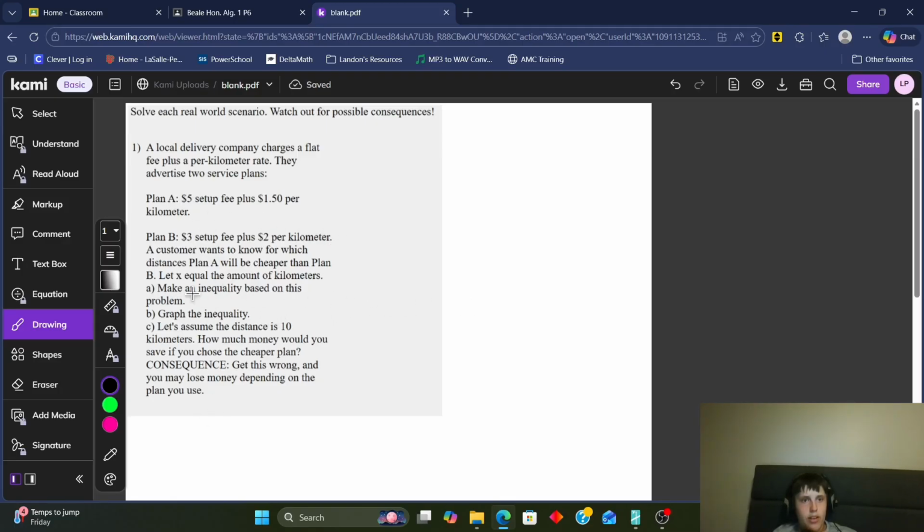So we have a $5 setup fee and $1.50 per kilometer. And it says that A is going to be cheaper, so that means that it's going to be less. So let's translate into math. So we have 5 plus $1.50 per kilometer, so that means that it'll depend on the kilometers. 5 will be a stagnant value. The setup fee is also going to be a stagnant value. It's going to be less than, since we know that A is going to be cheaper. So we have this, and then this will depend on the kilometers, $2 per kilometer.